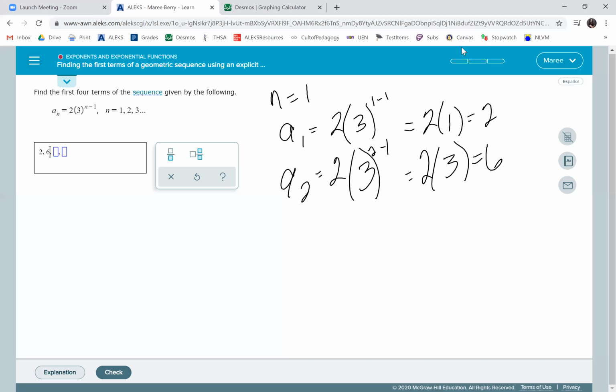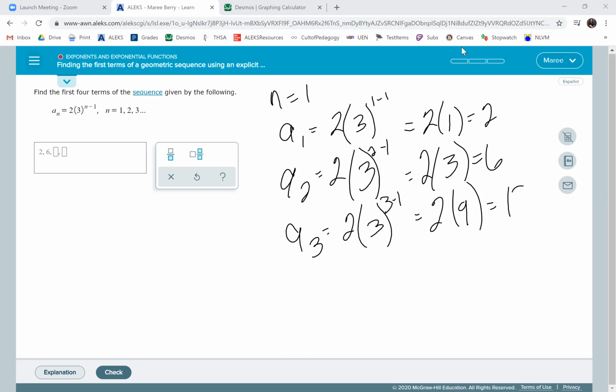And we'll find the third term, and we have a sub 3 equals 2 times 3 raised to the 3 minus 1. 3 minus 1 is 2. So we are doing 3 to the second power, which is 3 squared, or 9. 2 times 9 is 18. So we are going to type in 18 for our next term.